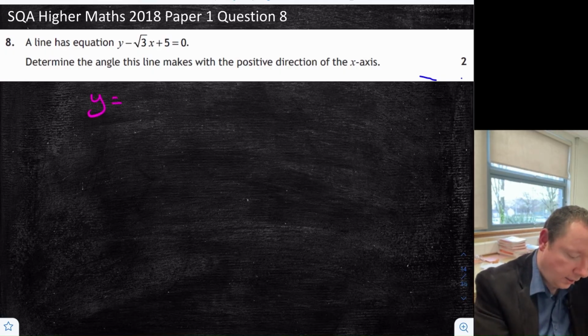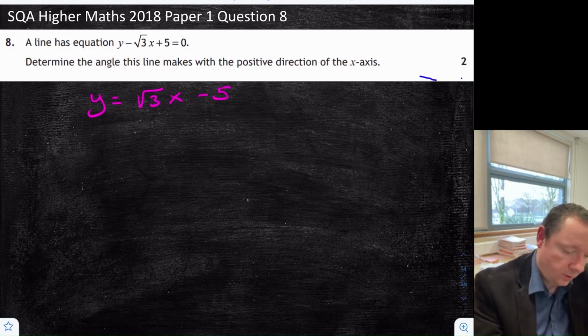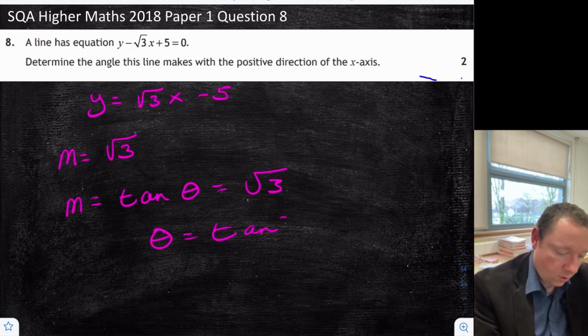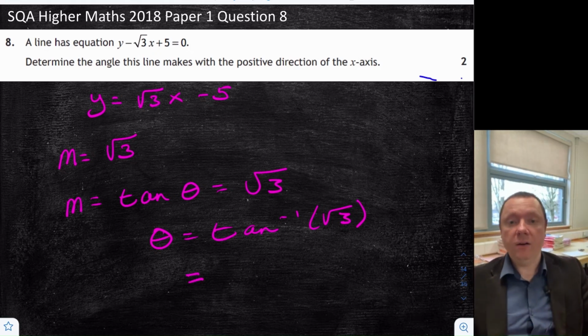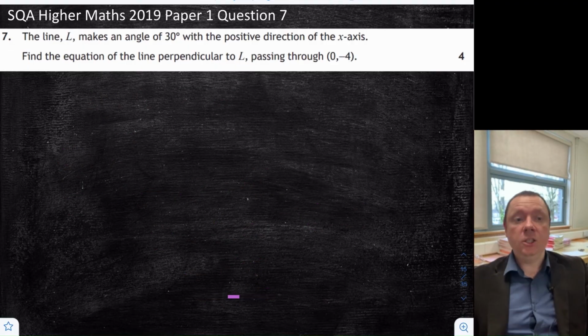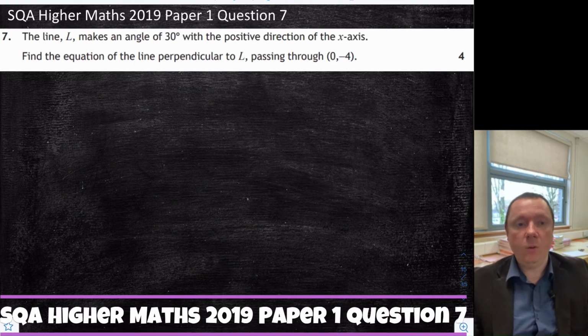So y equals root 3x, take away 5, putting it in mx plus c form. Our gradient equals root 3, and gradient equals tan theta, which is equal to root 3. So theta is the inverse tan of root 3. The inverse tan of root 3 is 60 degrees, or pi over 3. And we're done there, it's an exact value. QA Higher Maths 2019, paper 1, question 7.